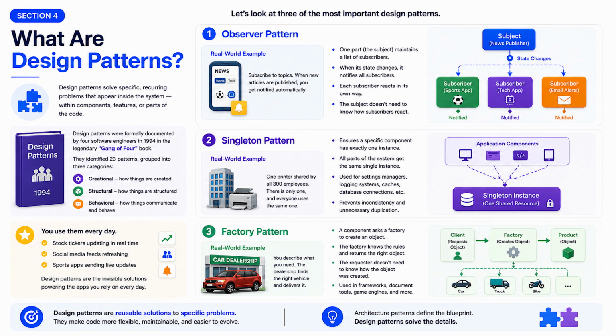Design patterns became famous through the Gang of 4 book published in 1994. It cataloged 23 patterns, grouped into creational, structural, and behavioral categories. We do not need all 23 today. 3 examples are enough to make the idea clear.